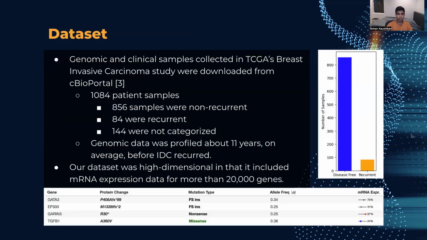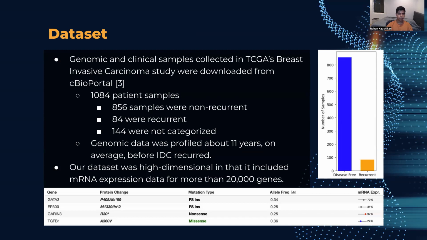The data set we actually used here was from the Cancer Genome Atlas. It included over 1,000 patient samples. Now, over 90% of those patient samples were non-recurrent for IDC. The genomic data was collected around 11 years on average before IDC actually occurred.